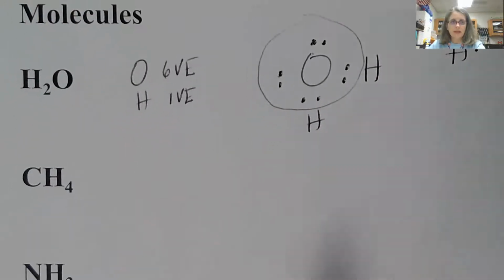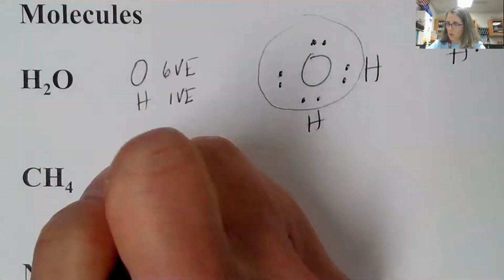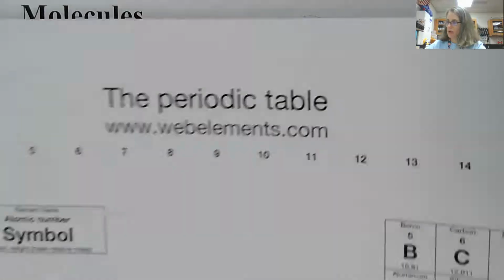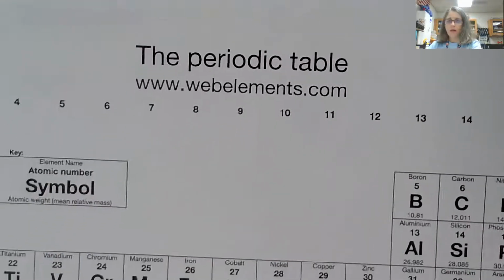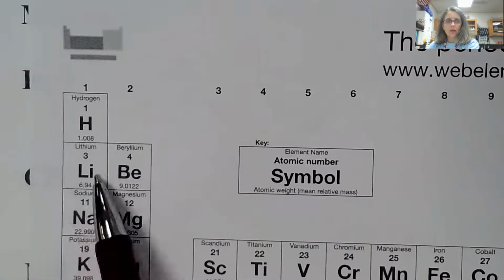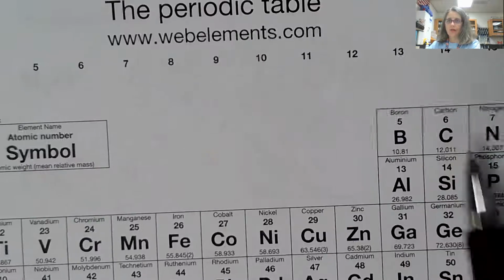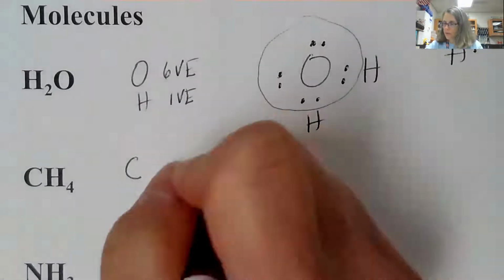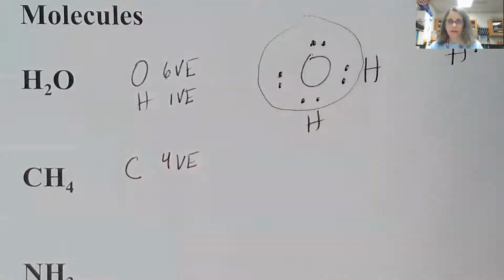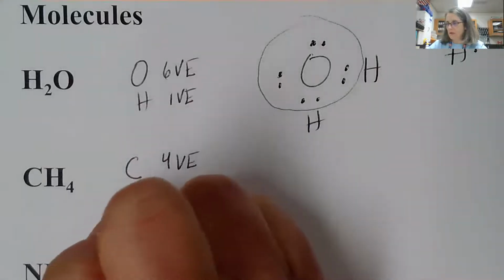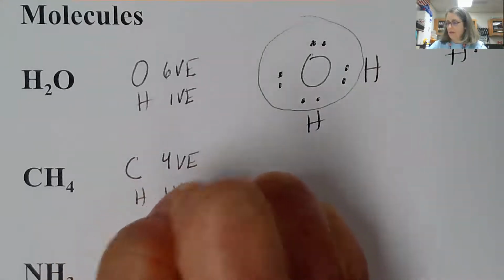So let's look at something like CH4. When you look up carbon, carbon is right here. You're going to have 2 electrons in the s orbital, and then 2 electrons in the p orbital, so you have a total of 4 valence electrons. And again, this is a pattern you see over and over again. Hydrogen, of course, has 1 valence electron.